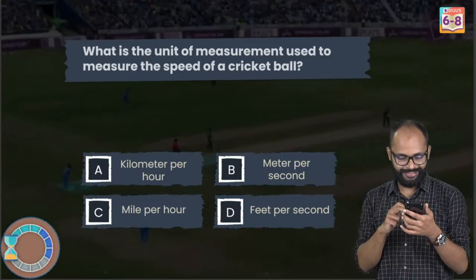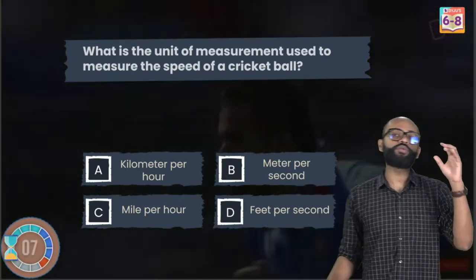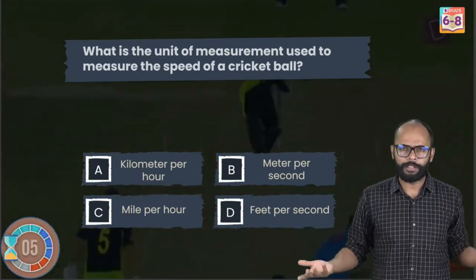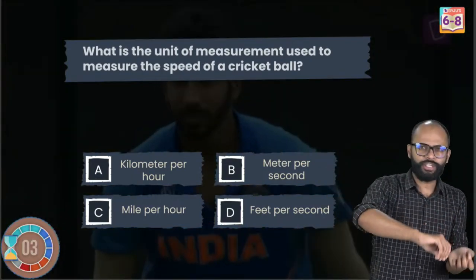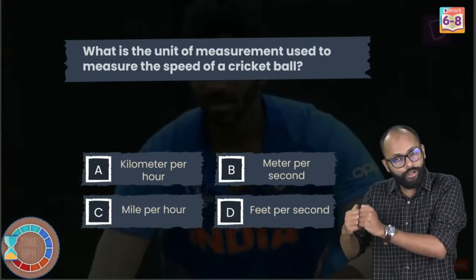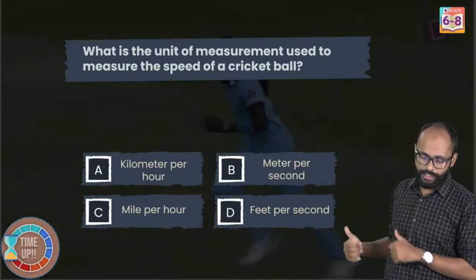Haan, bilkul. What is odometer? Odometer tells you distance in the car or in the vehicle. Speedometer tells you speed in the vehicles or cars, right? But here it was radar gun.